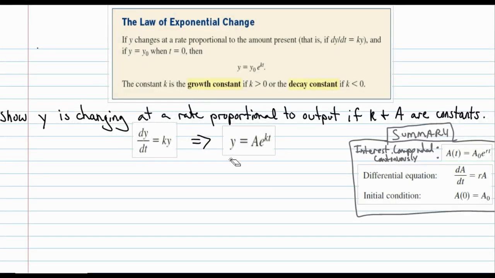This is the screencast for section 6.4, example 2, the law of exponential change. This is going to relate back to pre-calculus and your compounding continuous interest. So first, let's take a look at how the calculus and pre-calculus relate.